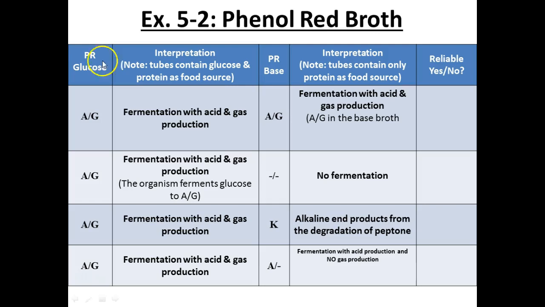Now, notice this is phenol red with glucose. That's a possibility, right? We have, what, 4 or 5 possibilities that could happen. But if you have just the base broth, the tubes only contain protein. If someone coded that AG, that means they're seeing a yellow tube with a gas bubble, that you had fermentation and gas production. How the heck did that happen for protein?